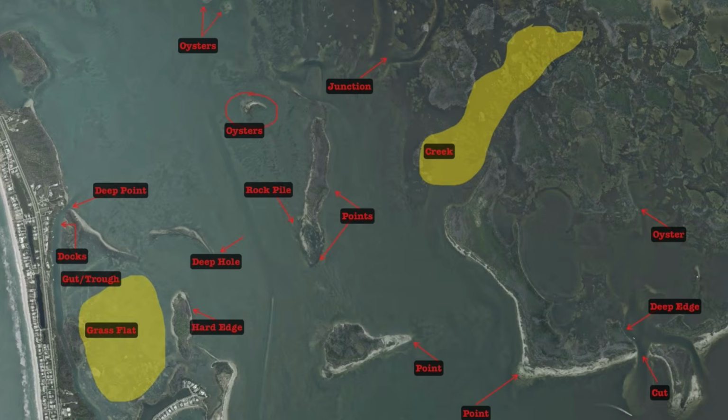Let me put this aerial overlay up here and explain something to you. Here we go. This is a satellite overlay of an area in Southwest Florida. You'll notice I've got a lot of notations of prime targets. And you'll see that I've got oyster bars, I've got a creek, I've got a grass flat, hard edges, deep points, junctions, channels, guts, troughs, docks. And all of these are prime targets.